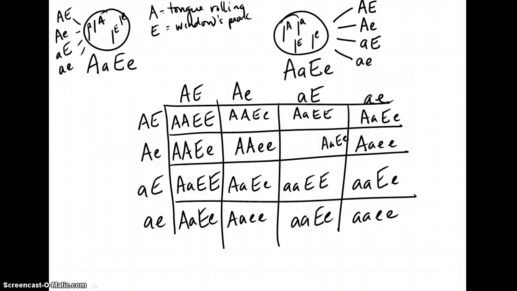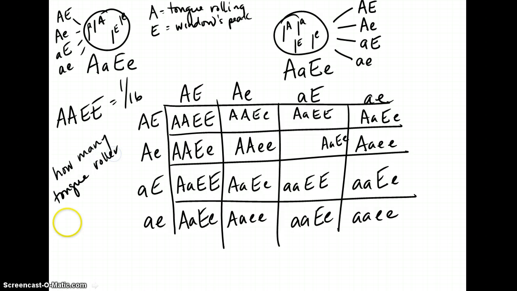Then we ask, what is the chance of an individual having this genotype? You take a look here and you go, okay, it looks like there's a 1 out of 16 chance of one of the children having that genotype. You can ask another question like, how many children will be tongue rollers and have widow's peak? So how many will show a dominant trait? They need to show both at the same time.